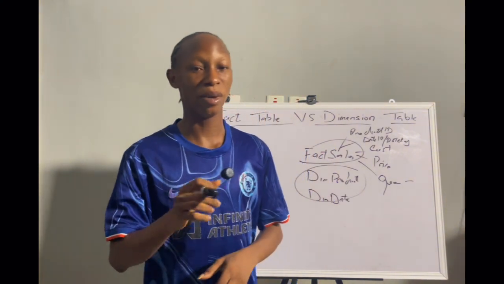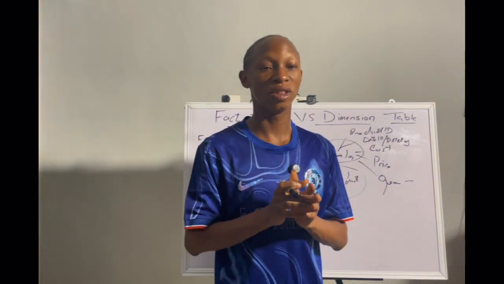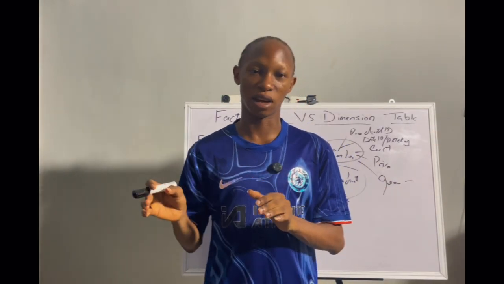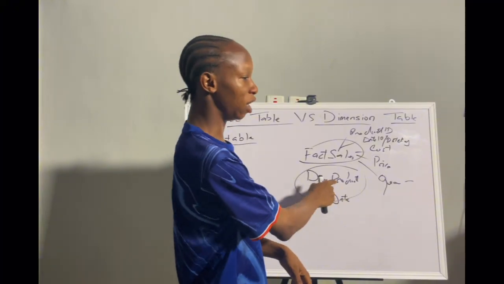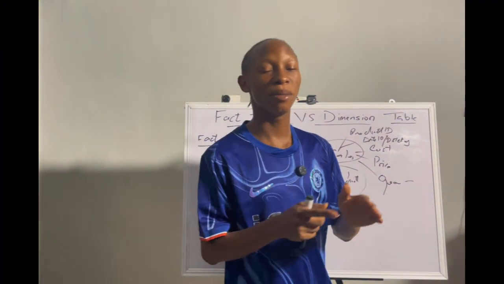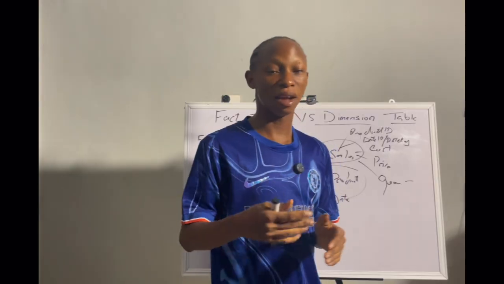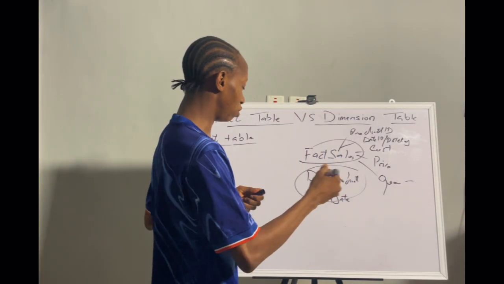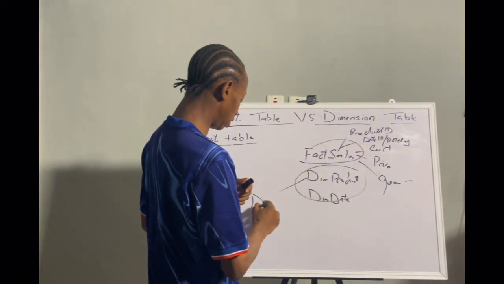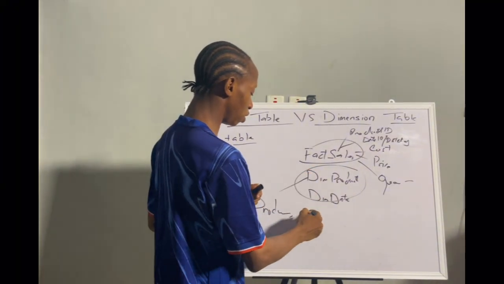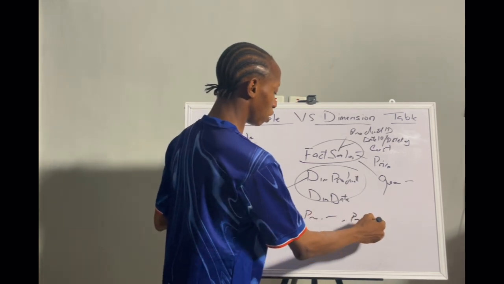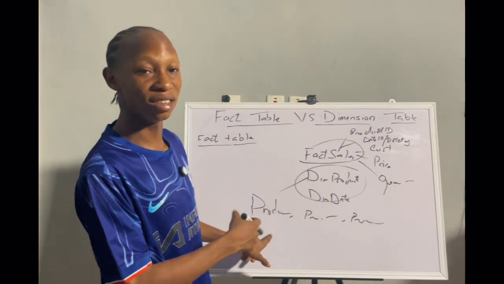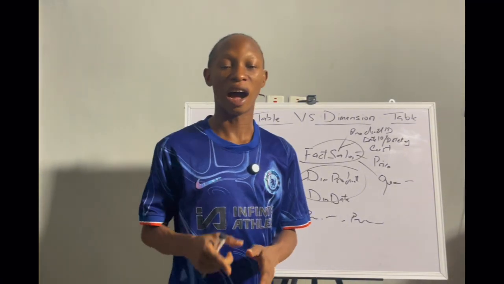So what is a dimension table? A dimension table is a table that contains data that describe something. It contains only descriptive data. For example, dim products here will contain only data that is describing a particular product, that is describing different products. Inside this dim products, we are going to have product ID, product name, product category. The product name and product category are still describing what the particular product ID is all about.